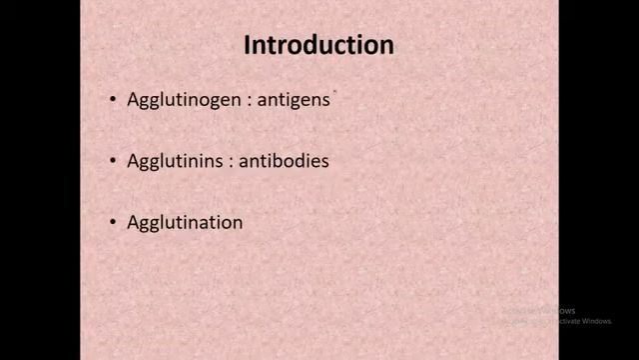Introduction. In the system of blood grouping, antigens are known as agglutinogens and antibodies are known as agglutinins. And the reaction between agglutinogen and agglutinins is known as agglutination.